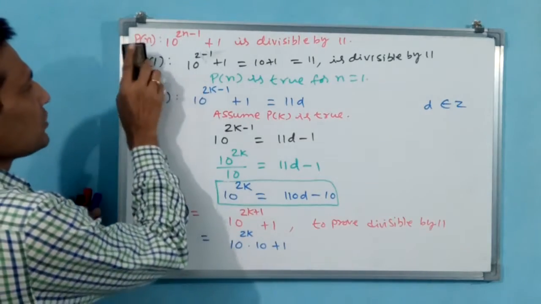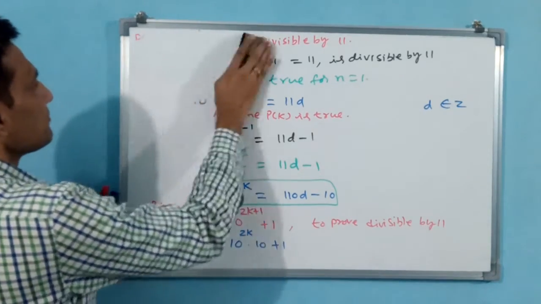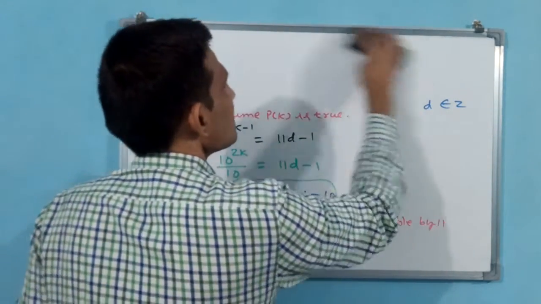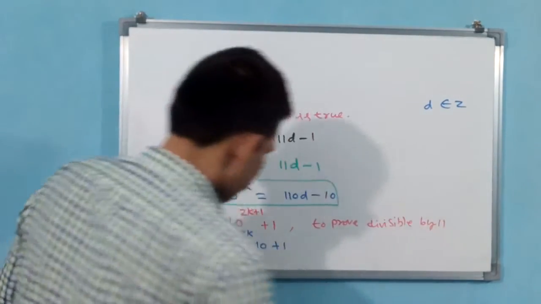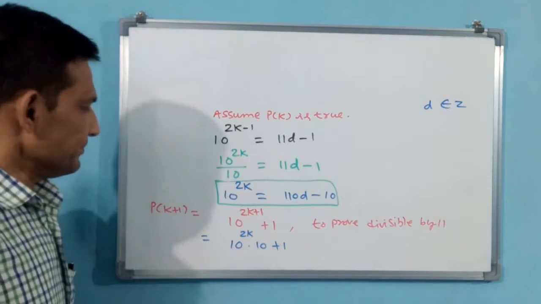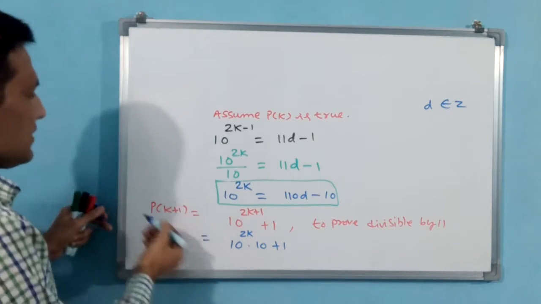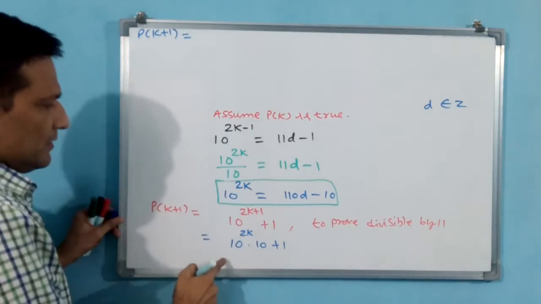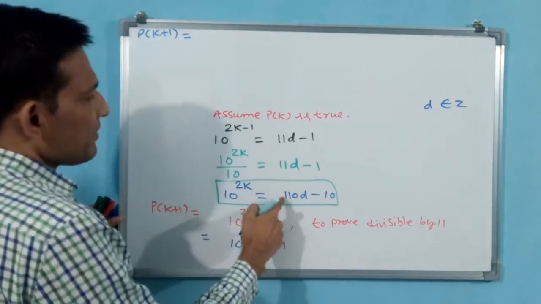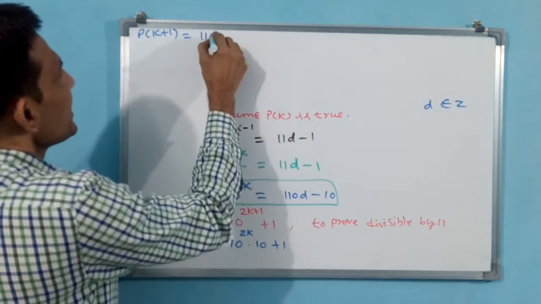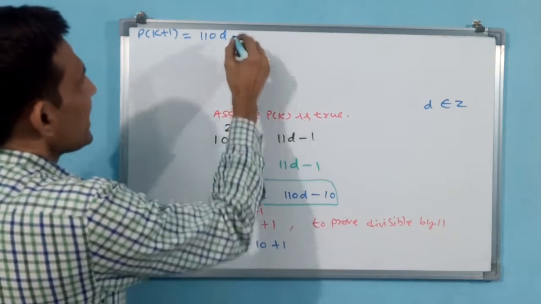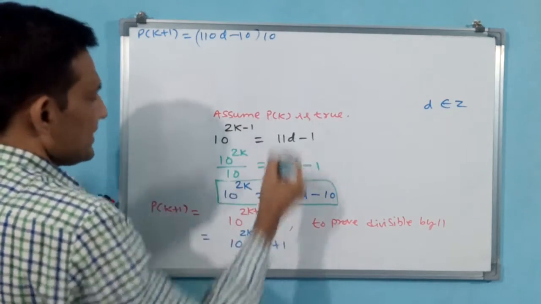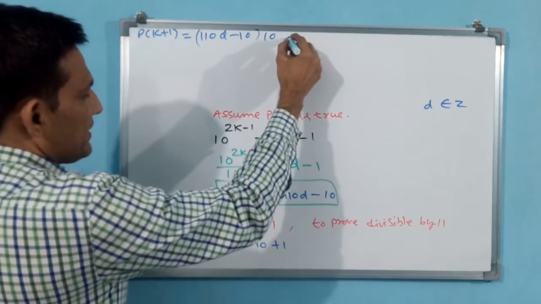I am removing these two steps. Okay. 10 to the power of 2k. See, this is P of k plus 1. Again, I am writing P of k plus 1. 10 to the power of 2k, I am replacing this: 110d minus 10, into 10, plus 1.